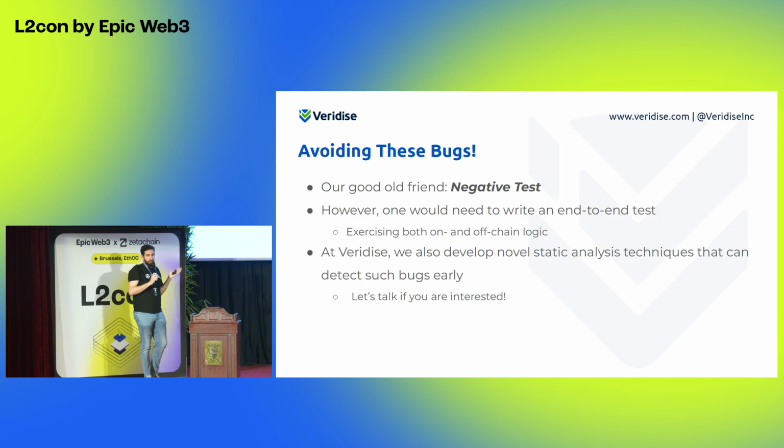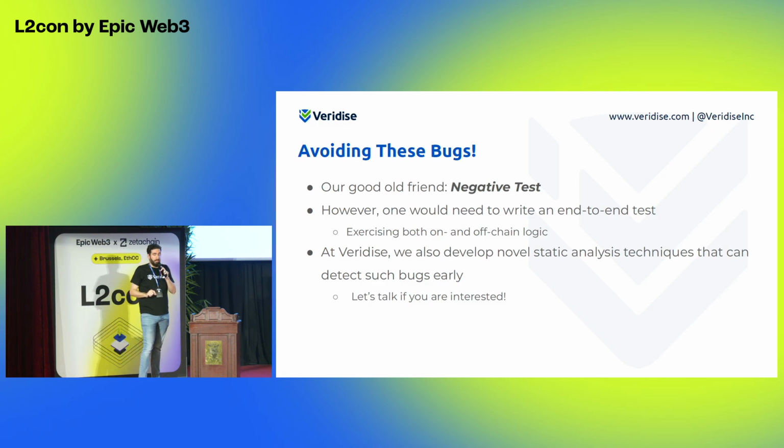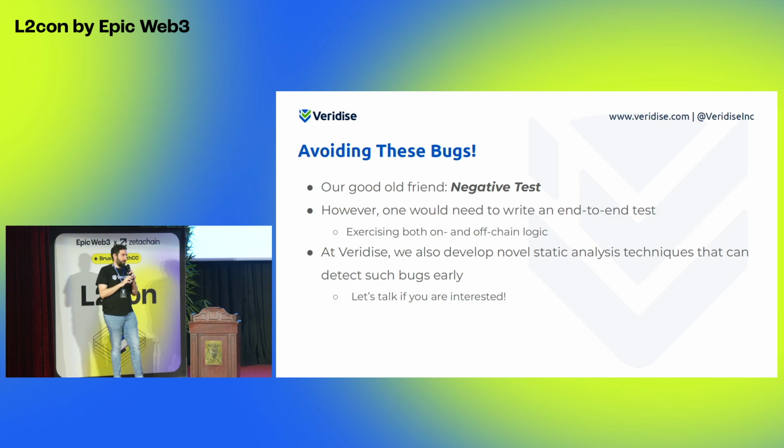And at Veridise, we also develop novel static analysis techniques that essentially go over your on-chain logic and check if your contract is missing any of these checks. If you're interested, happy to talk later on. We have a booth, you can find us there.